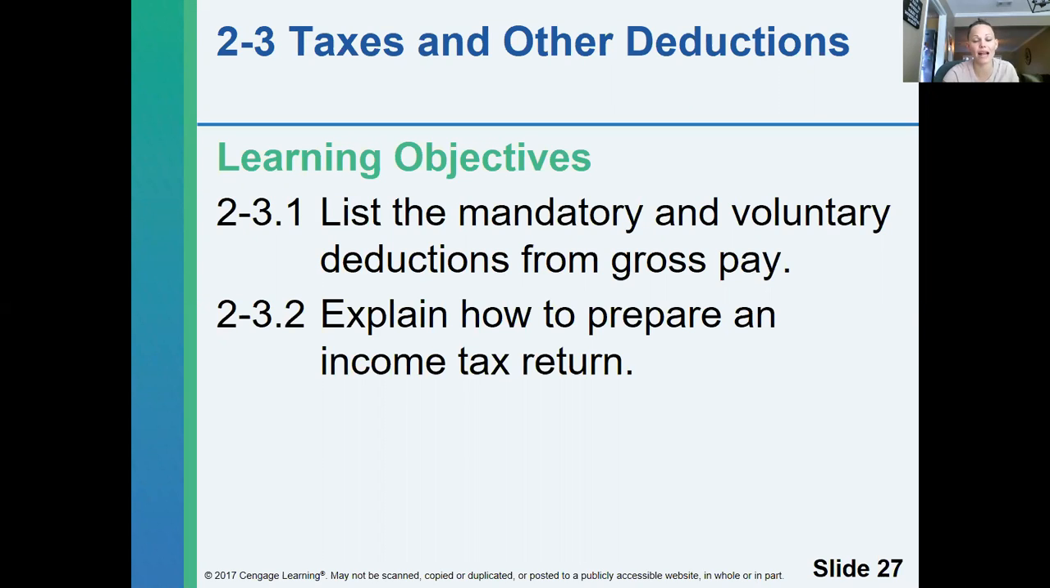So today, moving on, taxes and other deductions. We're going to talk about mandatory and voluntary deductions from gross pay and explain how to return an income tax return briefly. We'll go over that more at the end.